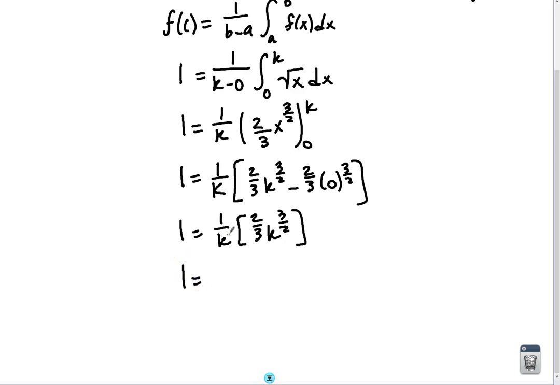1 equals, this is essentially k to the first, so k to the 3/2 divided by k, that becomes 2/3 k to the 1/2, and then I multiply by 3/2 to get k to the 1/2, and then I square both sides and I get 9/4 is equal to k. So if I were to just look at the interval from 0 to 9/4, the average value would be 1. Cool.